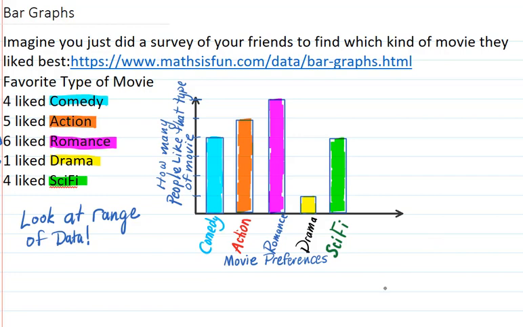Now, I've worked with statisticians before, and when they do analysis on a class or they're trying to figure out information about the statistics surveyed, a lot of times they'll stick the data number directly above the bar. So in this case, we would put 4 above comedy, 5 above action, 6 above romance, 1 above drama, and 4 above sci-fi. This will allow you to identify what the actual bars represent statistically.